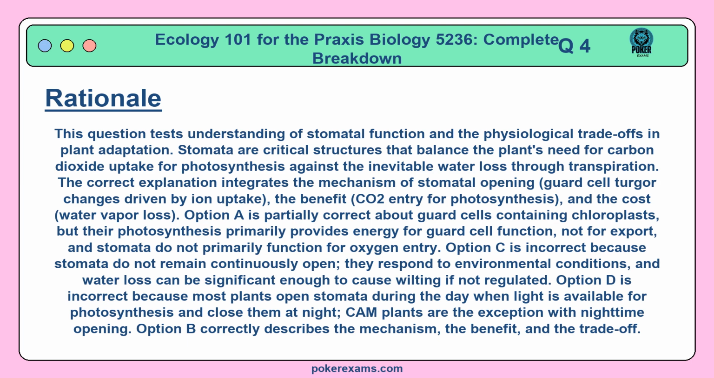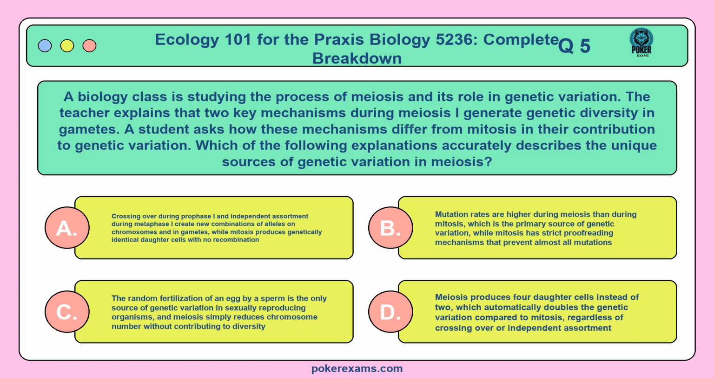Option A is partially correct about guard cells containing chloroplasts, but their photosynthesis primarily provides energy for guard cell function, not for export, and stomata do not primarily function for oxygen entry. Option C is incorrect because stomata do not remain continuously open. They respond to environmental conditions, and water loss can be significant enough to cause wilting if not regulated. Question 5. A biology class is studying the process of meiosis and its role in genetic variation.